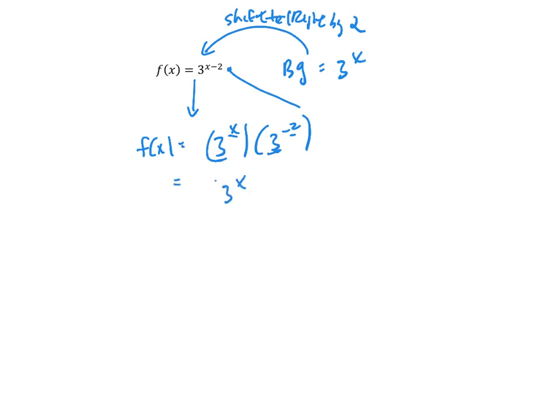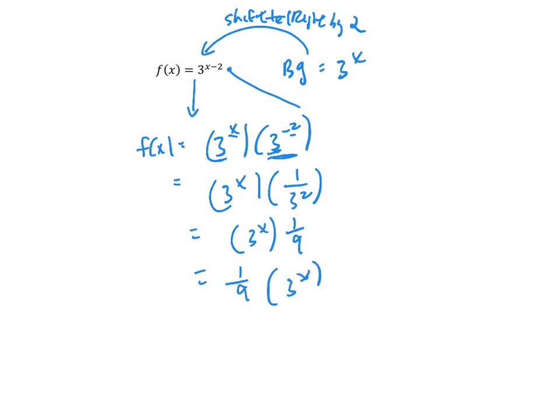And when I do this, what happens to this number here? This is the same thing as a negative reciprocal, because it's a negative exponent, 1 over 3 squared. And what is 1 over 3 squared equal to? 1 over 3 squared is 1 over 9. And I'm going to put that 1 over 9 in the front. So if you look at this here, what's happening to the base graph? It's being vertically compressed by a factor of 1 over 9.